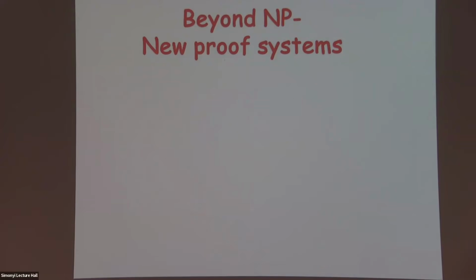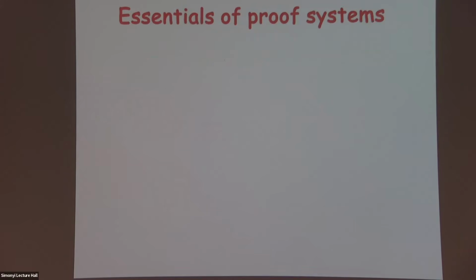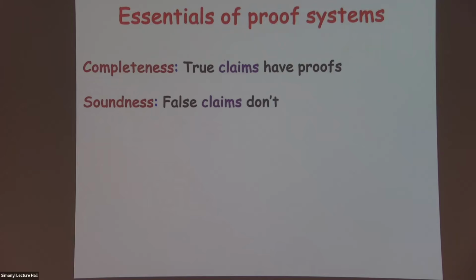Okay, now I want to go outside NP, and this is the point of view that views NP as a proof system. So we want to understand notions of proofs. For millennia, we had the standard notion of the mathematical proof, and trying to understand NP is in particular trying to understand proof. And you'll see lots of different proof systems. So what are the essentials of proof systems? This is very basic and everybody agrees on it. We want completeness, namely true claims should have proofs in a proof system. False claims should not have proofs, right?